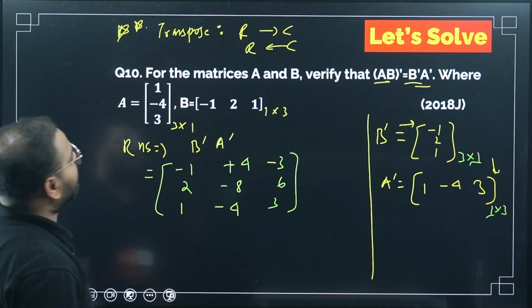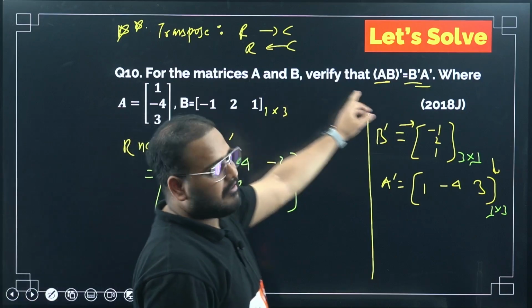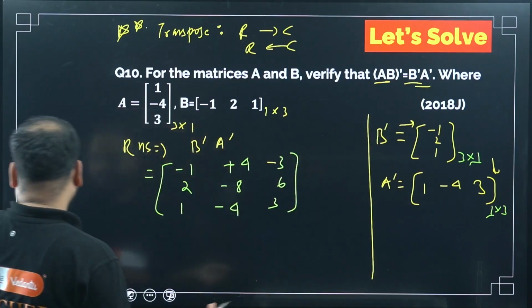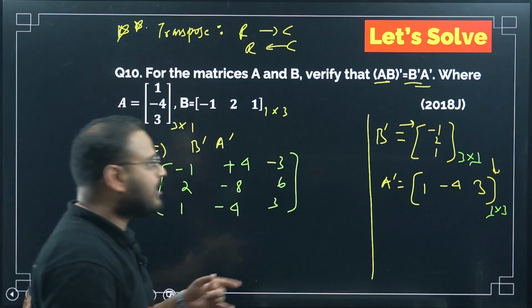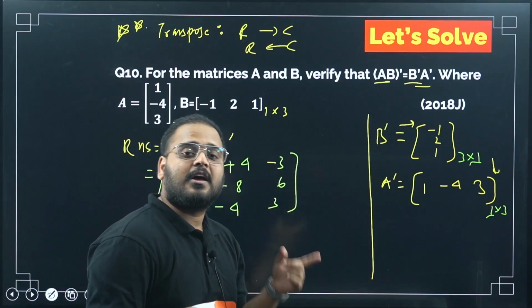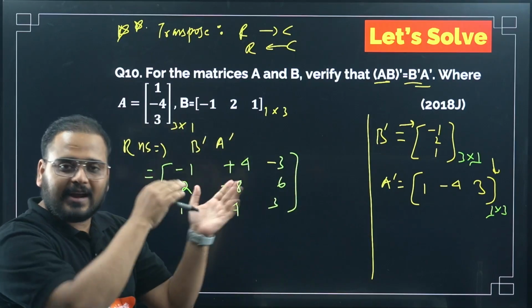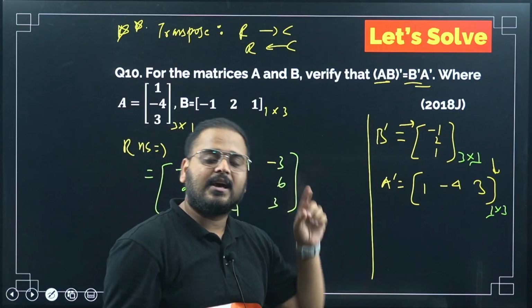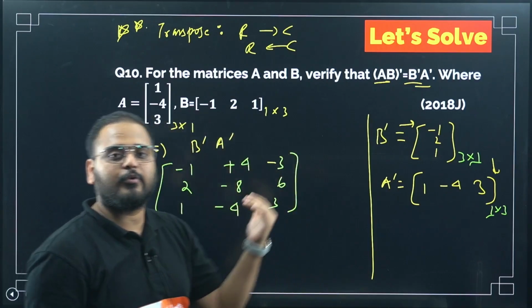Check here. We have to verify this statement. We have verified it. Okay. Steps are very, very simple. What was the condition? First, you find the transpose. What's the transpose? We keep the diagonal as it is, and for the rest, we take the mirror image.